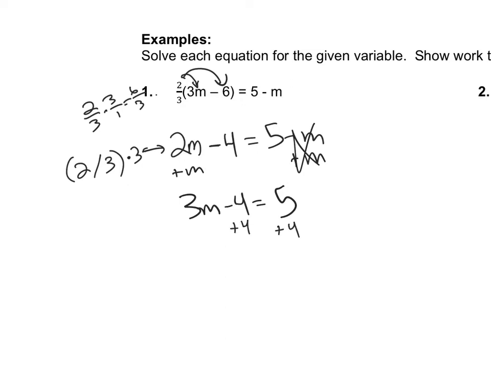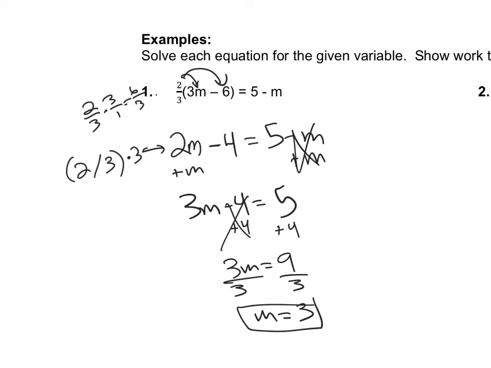We're always going to use our opposite operations. So opposite of subtraction is addition. It cancels out here, leaving us with 3m. 5 plus 4 is 9. And then the final step, here 3 and m are being multiplied, so we do the opposite operation to get m by itself. Dividing both sides by 3 ends up giving us a value of 3 as our solution for the variable m.